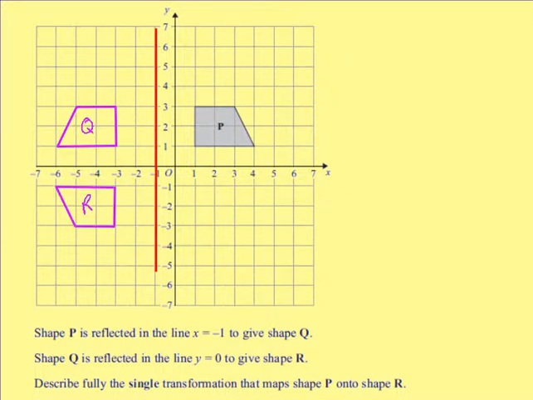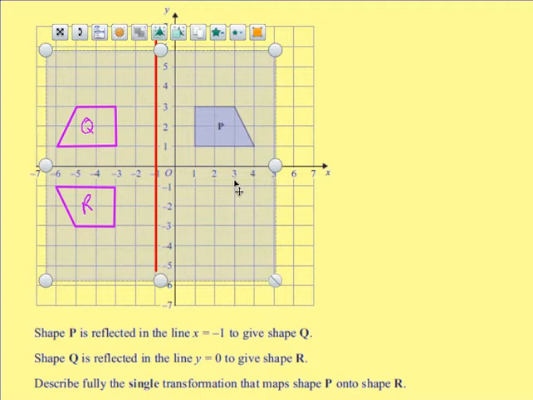At this point, I'm ready to finish answering the question. I now need to describe fully the single transformation that changes P to R. So how do I go from P straight on to R? Well, it looks sort of like it's been rotated, so that's what I'm going to suggest we do now, is we get some tracing paper, so that we can see how to rotate this shape onto R.